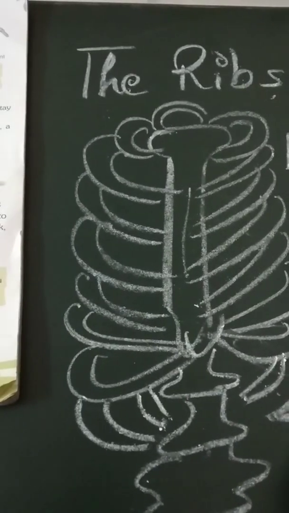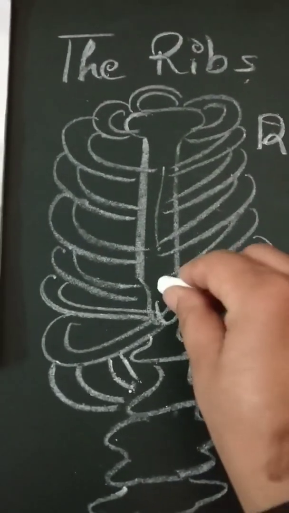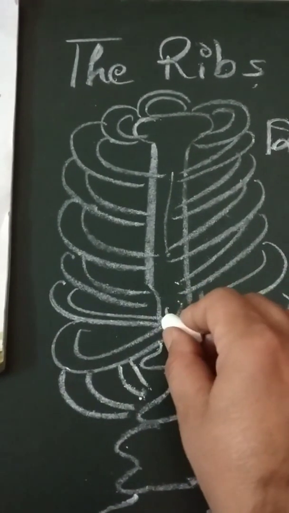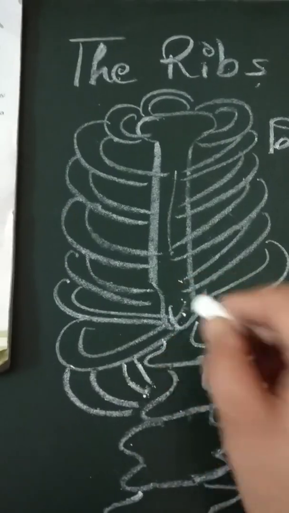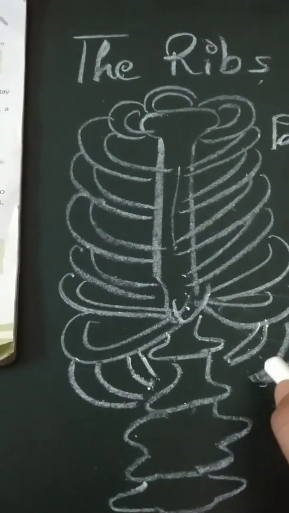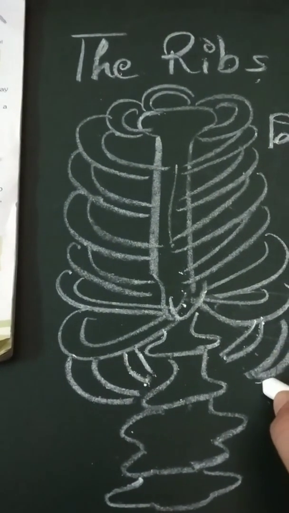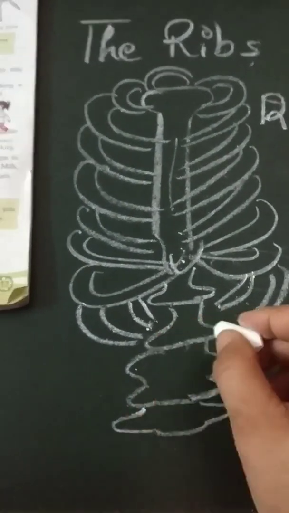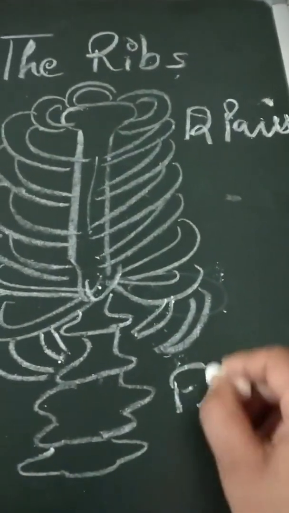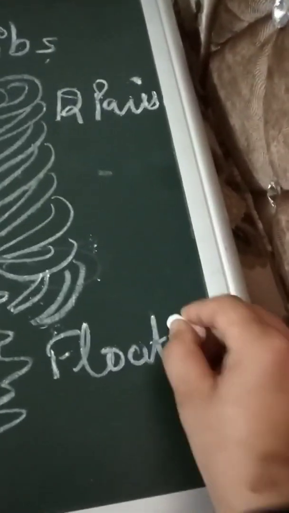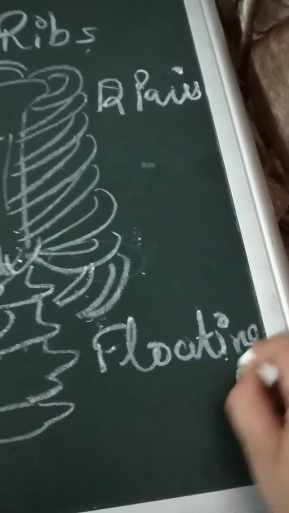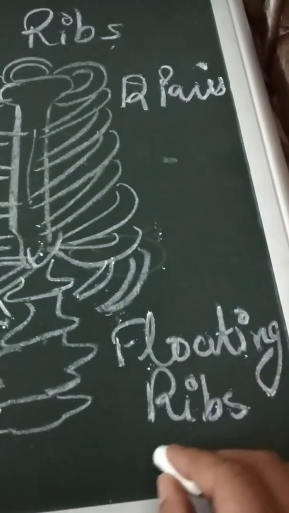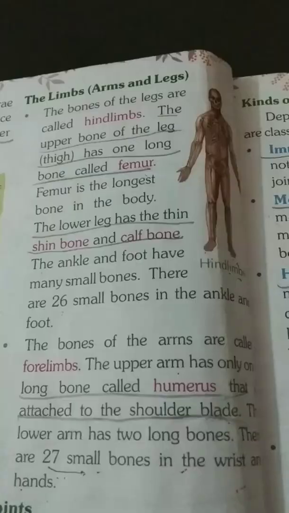pairs of ribs are not attached with the front bone. The front bone is known as the breastbone. These two pairs of ribs which are not joined with the front bone, we call floating ribs. Floating ribs.